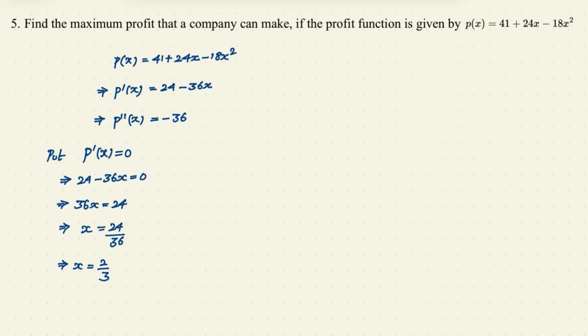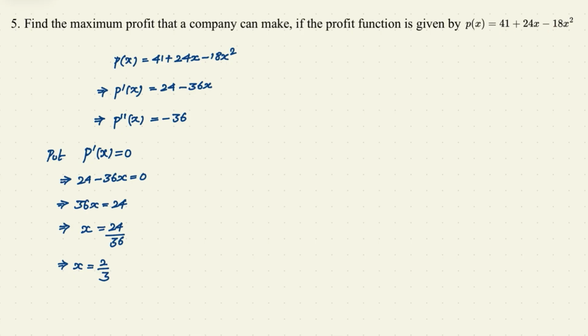So this x = 2/3 is my critical point, and this could be the point of local maximum or the point of local minimum. But in this type of question, where the question is saying to find the maximum profit, that means this critical point 2/3 is the point of local maximum only. So you can skip the part of showing that this point is a point of local maximum. You can directly say that this point is the point of local maximum, and you can directly get the maximum profit by putting this value in the given function p(x).